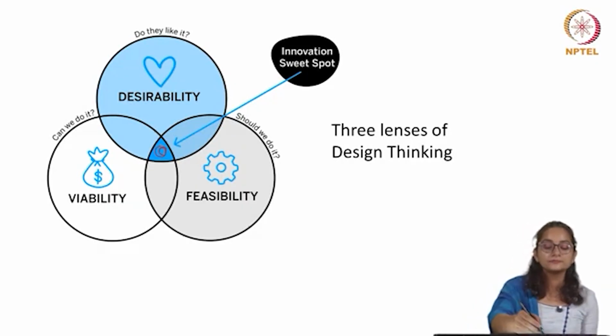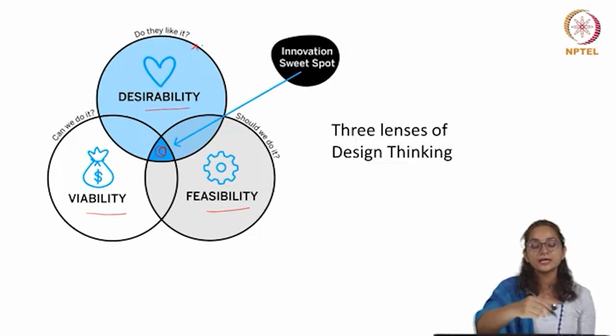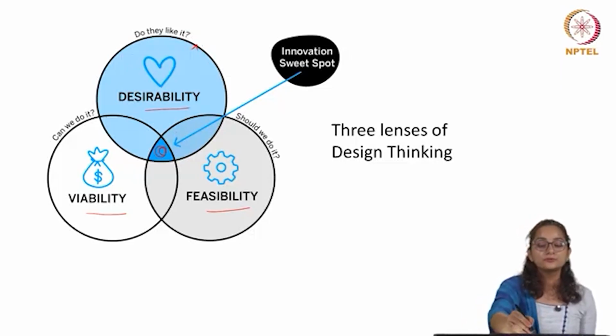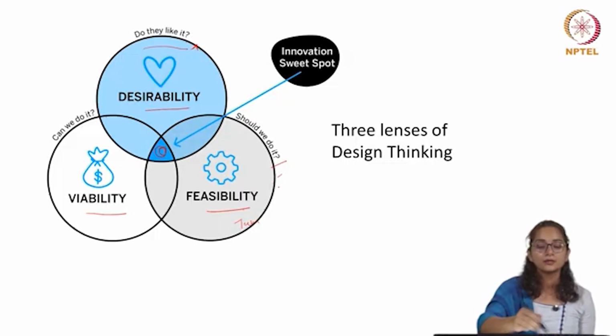They are desirability, feasibility, and viability. In desirability, we put each idea to test on all of these 3 benchmarks. Whether will users like it? Do they like it? Feasibility relates to technical feasibility. Should we do it? Whether the current technology allows it to be prototyped, to be manufactured, etc.